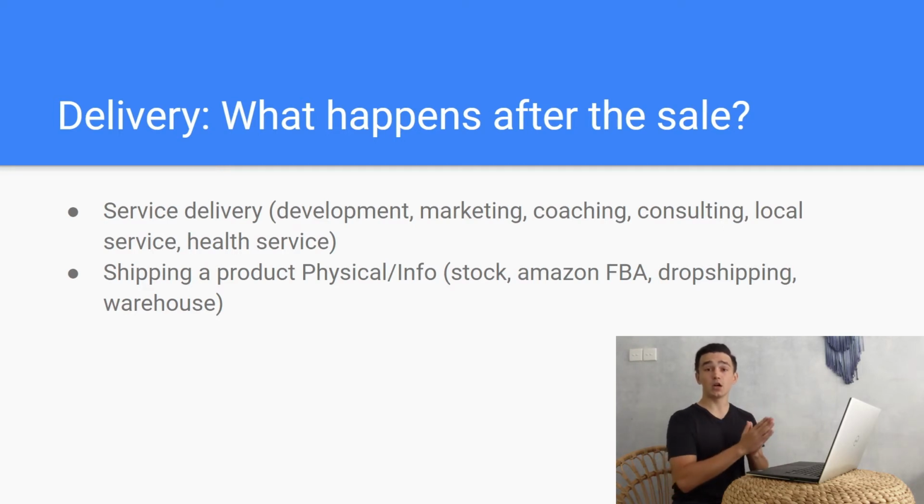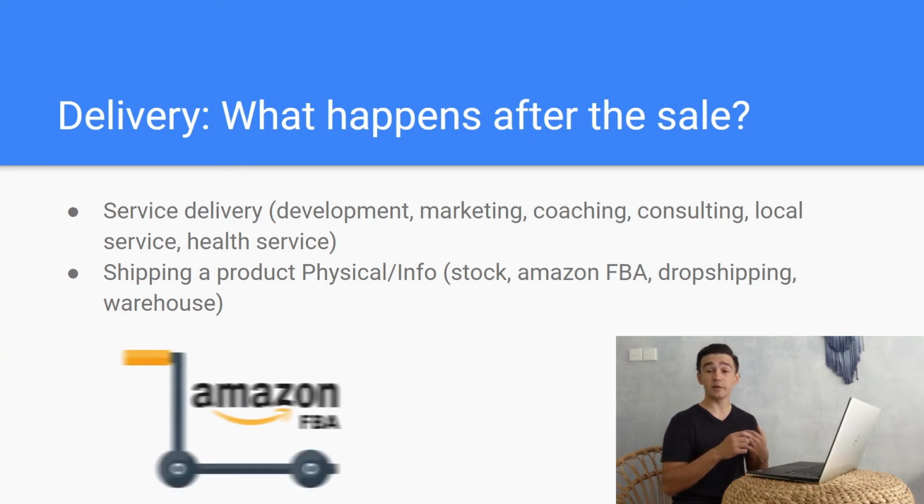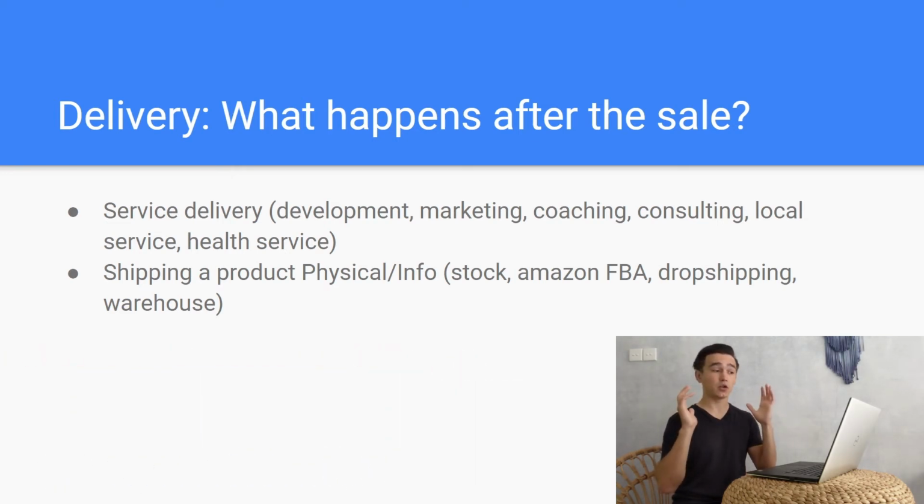If they bought a course or a book, you just send it to them. And if it's a physical product that you have to ship, then you'd buy in stock and ship with your local delivery service. Or with Amazon FBA, where you sell the product on Amazon and they do the fulfillment for you. You ship it to their warehouse and they send it from the warehouse whenever a customer buys.